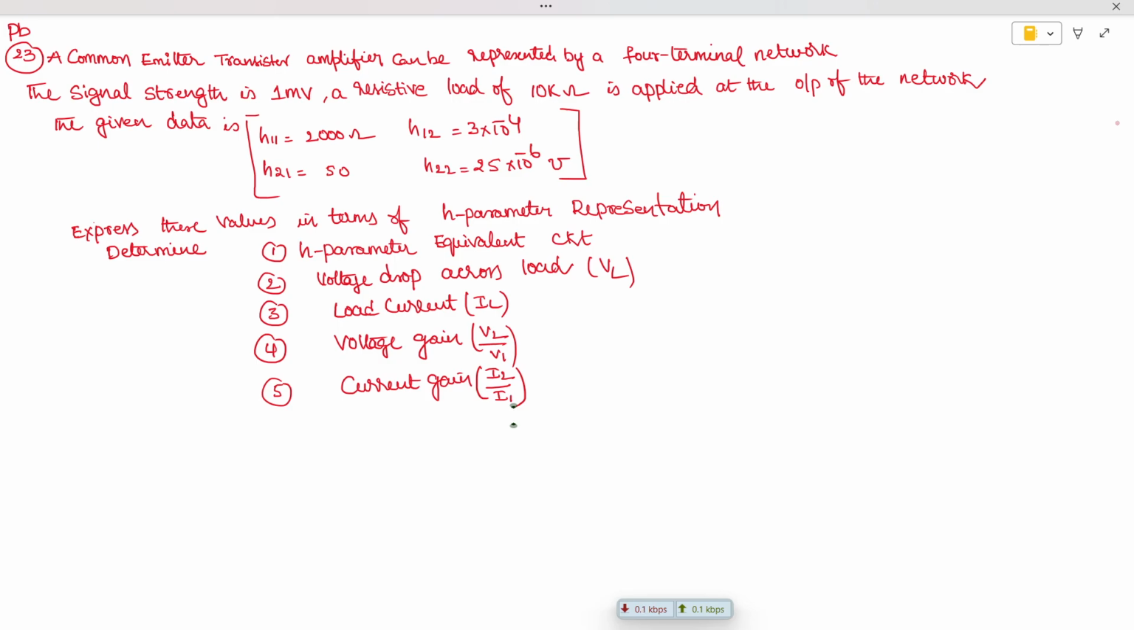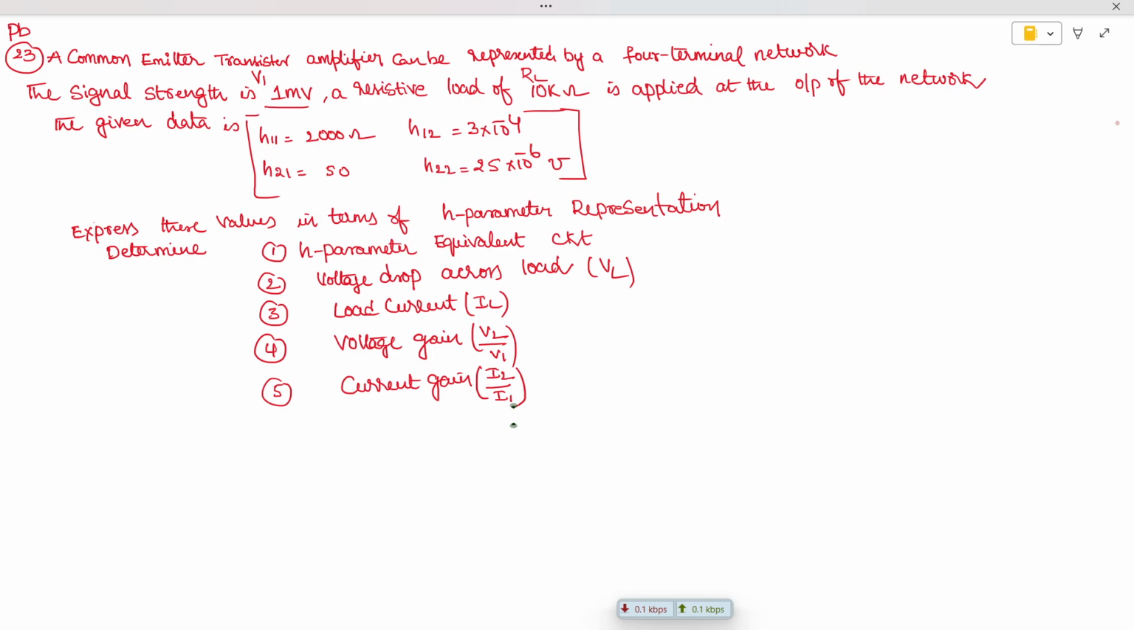The problem given is a common emitter transistor amplifier represented by a four terminal network. It is given an input voltage of V1 equal to 1 millivolt, and a resistive load RL of 10 kilo ohm is applied at the output of the network, and all the H parameters are given in the problem. Express these values in terms of H parameter representation.